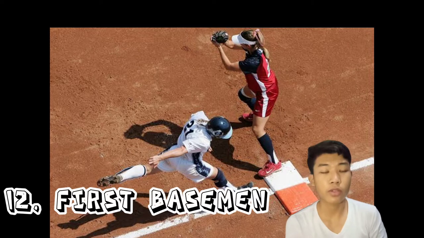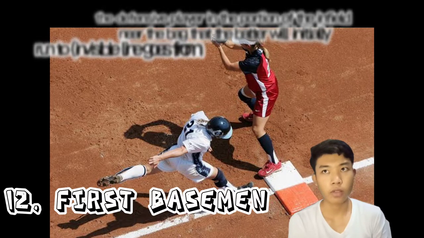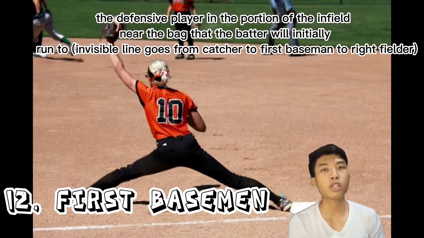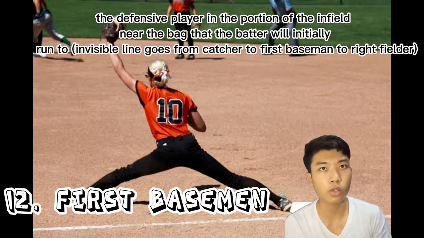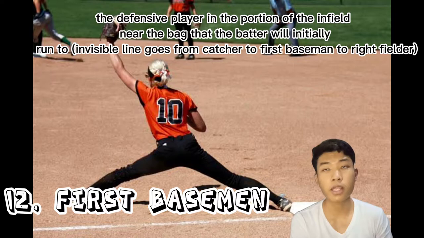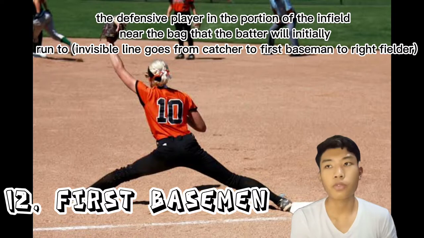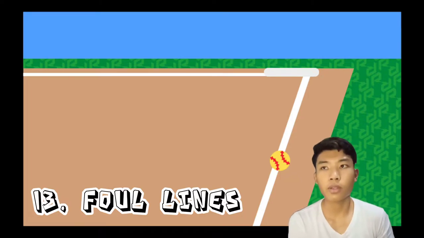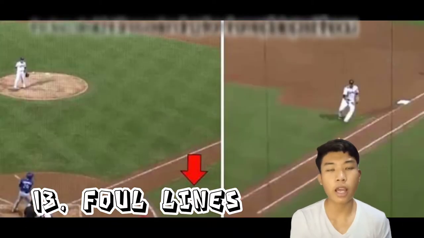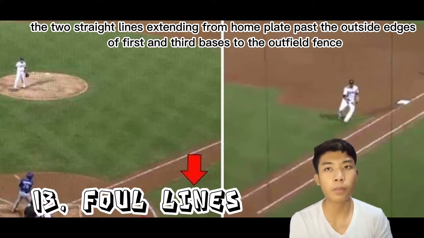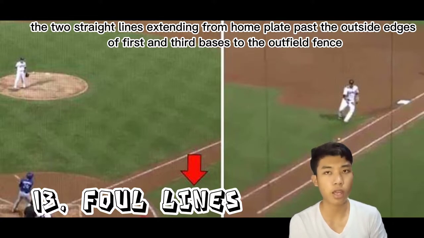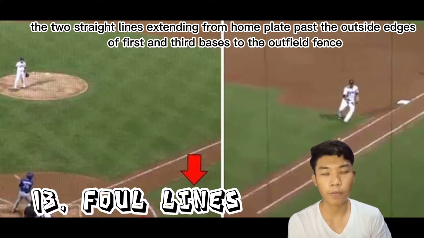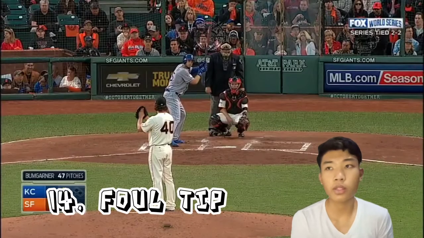Number 12 is we have the first baseman. The defensive player in the portion of the infield near the bag that the batter will initially run to. And number 13 is we have the foul lines. These are two straight lines extending from home plate past the outside edges of first base and third base to the outfield fence. Number 14 is we have the foul tip.